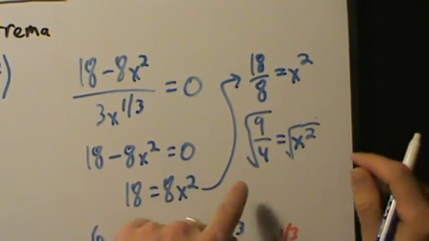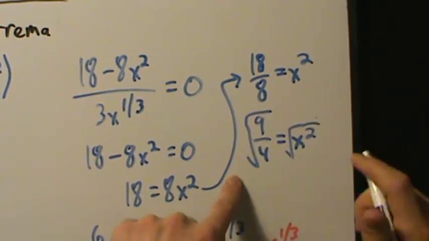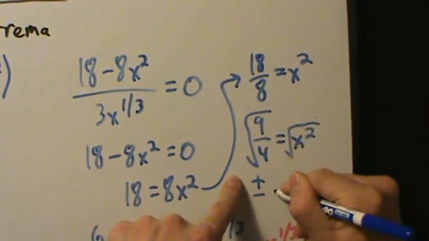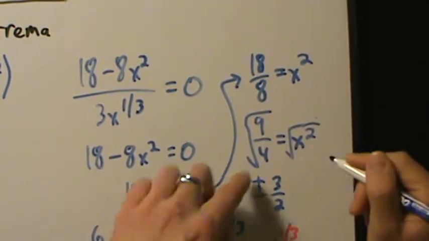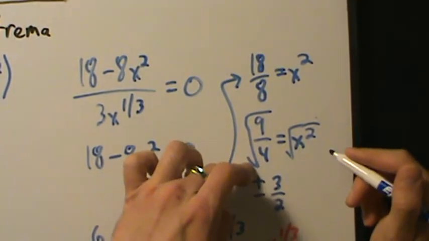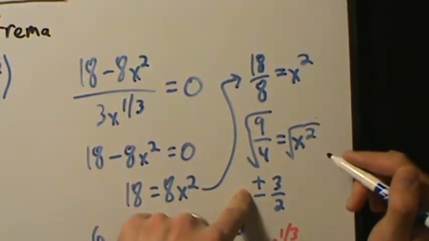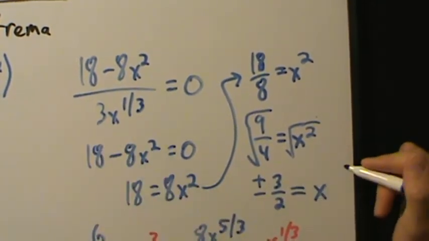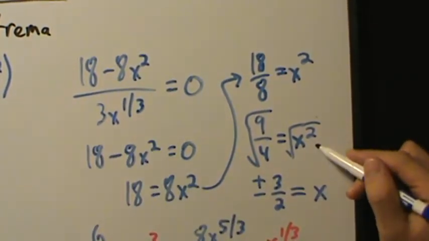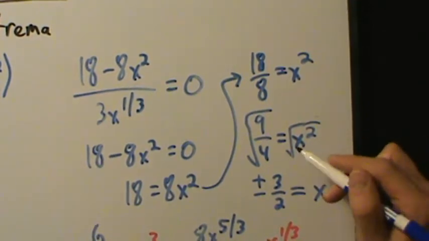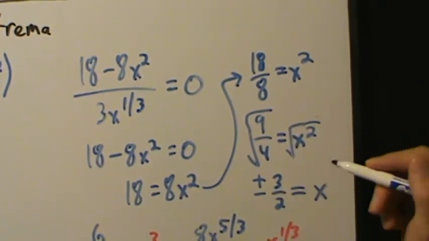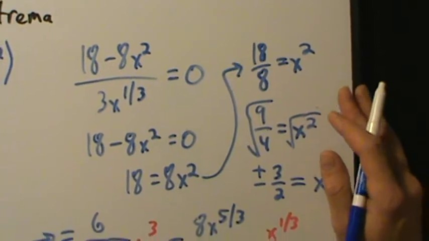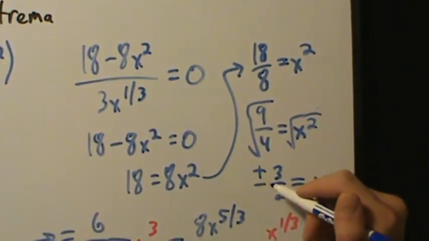Remember, when you solve an equation like this, you have to take the positive and the negative root. So really, plus and minus 3 halves. The square root of 9 over 4 is 3 over 2, but we have to take the positive and the negative because this is the square root of x squared. That's also a pre-calculus thing. If you take the square root of x squared in an equation, you have to take the positive and the negative root. So x equals plus and minus 3 halves.